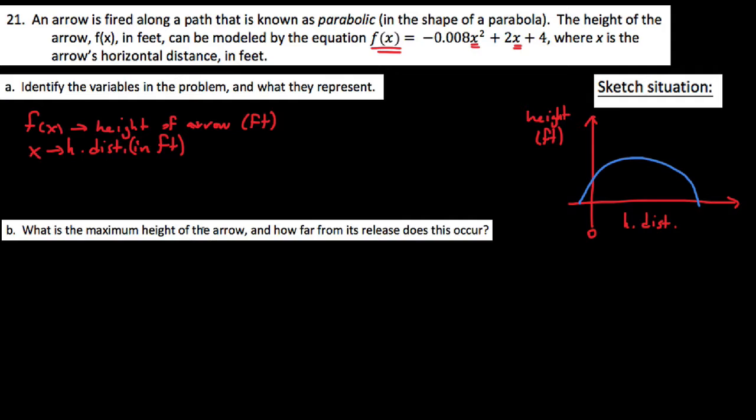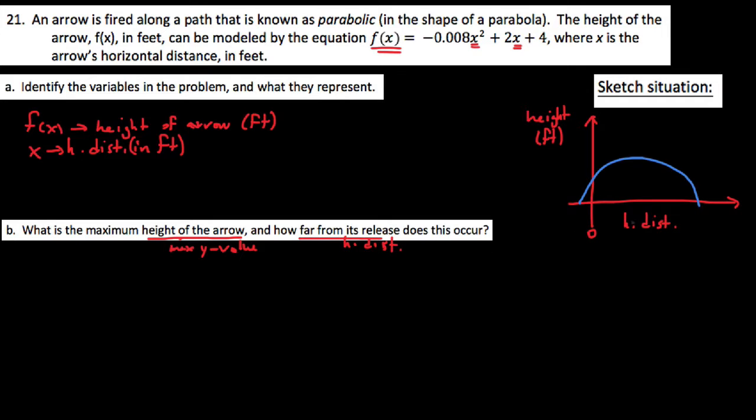Looking at the question we want to answer, we say: what is the maximum height of the arrow and how far from the release does this occur? In terms of what I'm being asked to find here, we have an equation that relates y to x, but what we're looking for is the maximum height of the arrow, which is looking for the max y value. And when we find how far away from the release it occurs, we're finding the horizontal distance that it was away from us when that maximum height occurs. So we're looking for a horizontal distance when we talk about how far from the release.